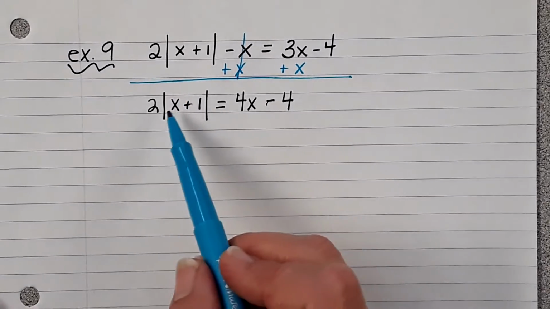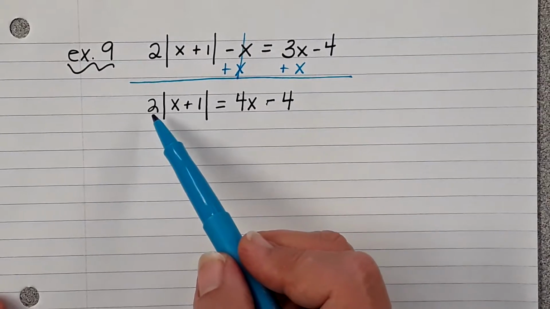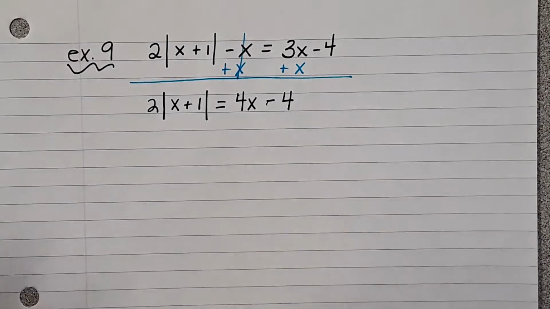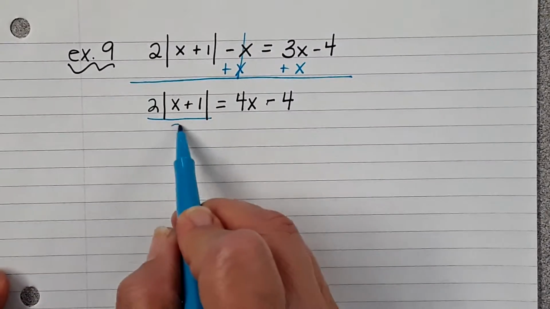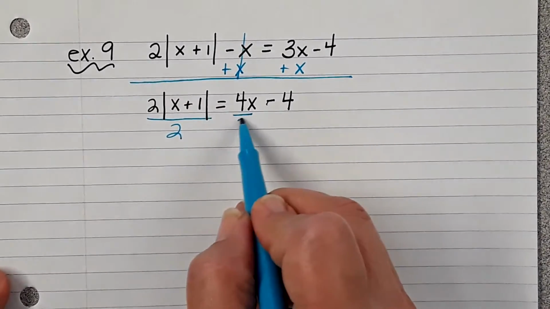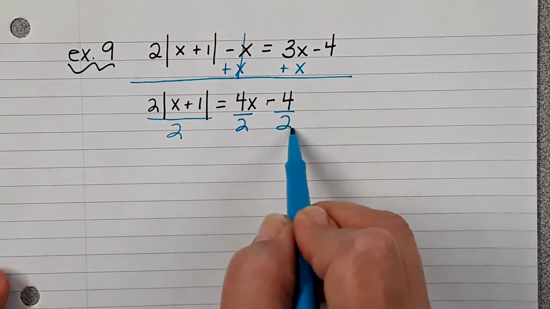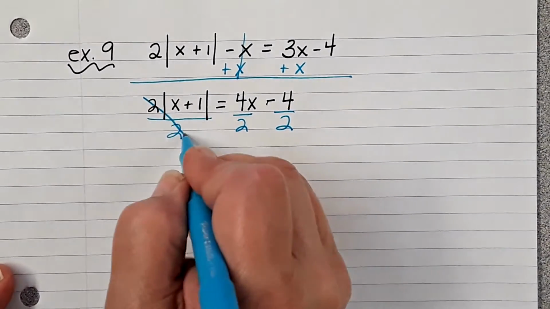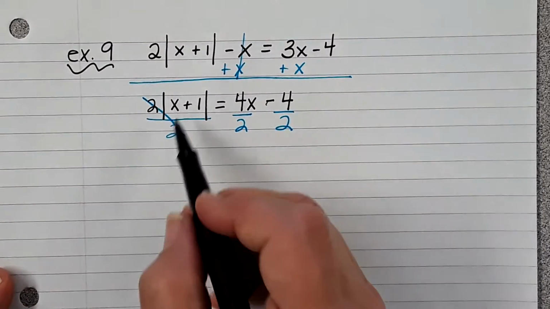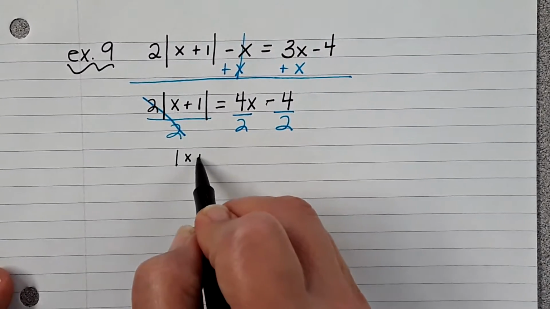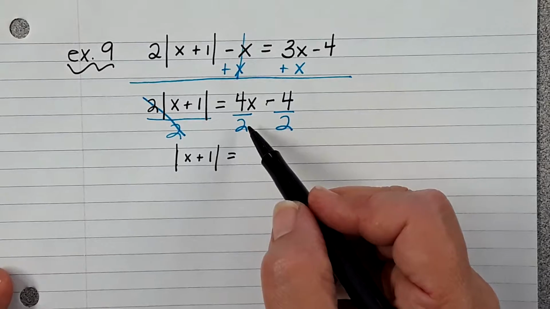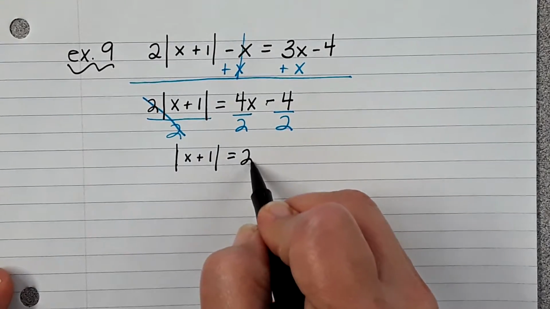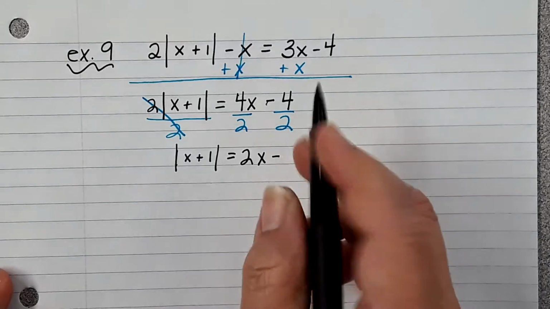Now, remember what we talked about yesterday. Whenever there's a number in front of absolute value, you can't distribute it because the absolute value is an operation. So even though it means multiplication, we can't multiply yet. We're going to divide each side, or each term, by 2. So we're going to divide everything. So I'm left with the absolute value of x plus 1 equals 4x divided by 2, which is 2x, and then 4 divided by 2 is 2.